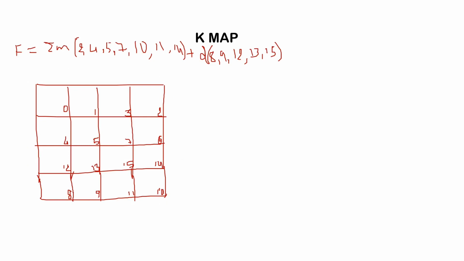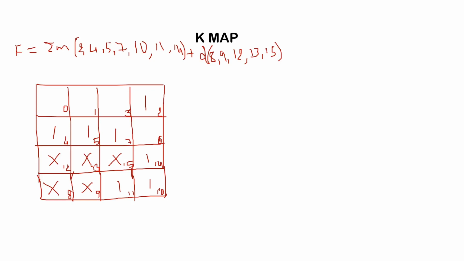So let me fill the K-map. Ones at the 2nd, 4th, 5th, 7th positions, and at the 10th, 11th, and 14th positions. And don't cares at the 8th, 9th, 12th, 13th, and 15th positions. So here are the don't cares.